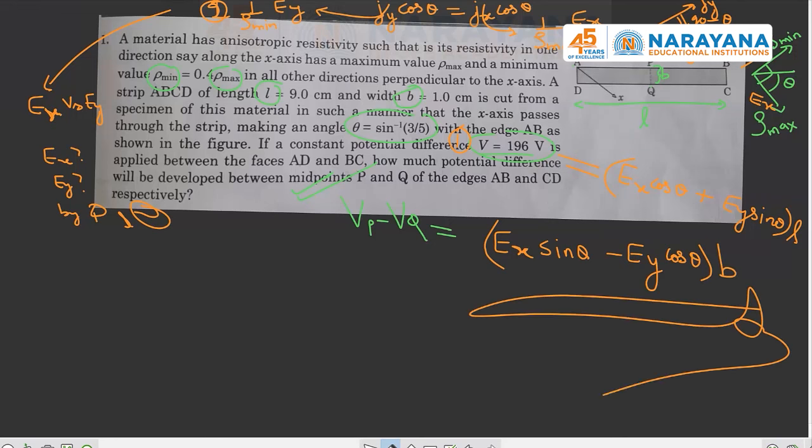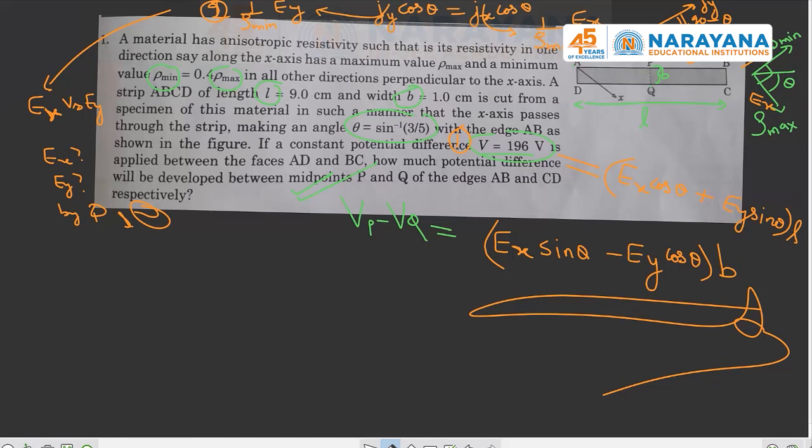And how to eliminate EX and EY? You have two equations, two variables. It's a long expression in terms of rho min, rho max, theta, L, B, V, let it be. But conceptually, it's a 1 or 2 line problem. So not a big challenge, it's just a fundamental idea. Next problem. So the expression you people find out, but the idea was straightforward.